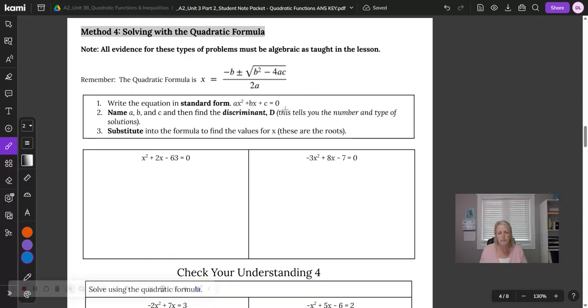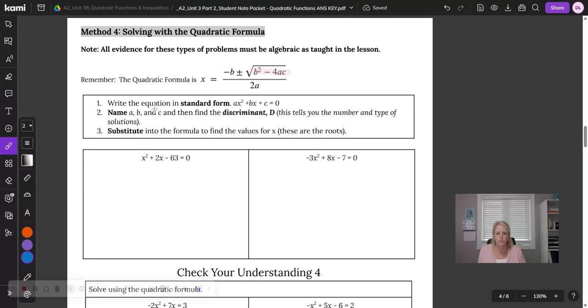So if any of you are taking the SOL, you do need to know A, B, and C, and you also need to know how to find the discriminant D. And remember, your discriminant is this here, okay? That is your D value.